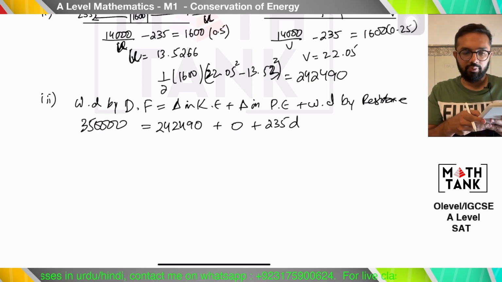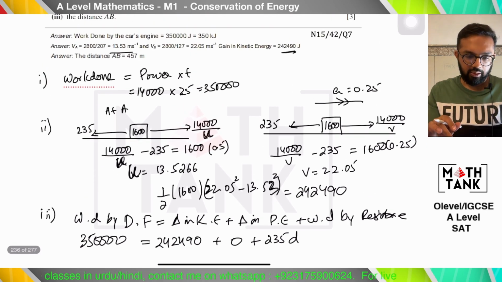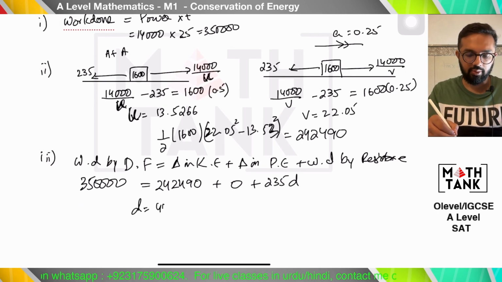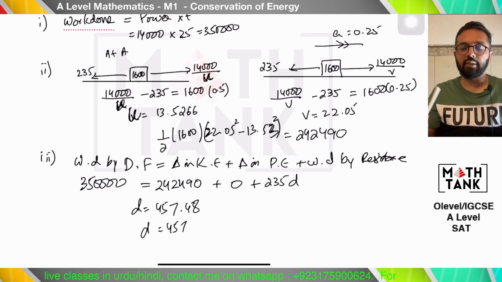So 350,000 minus 242490, divided by 235. I'm getting a distance of 457.48. Round it off to three significant figures gives me 457.